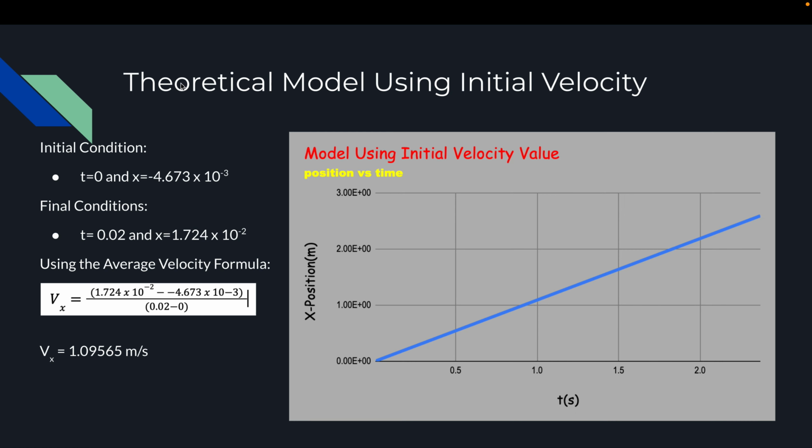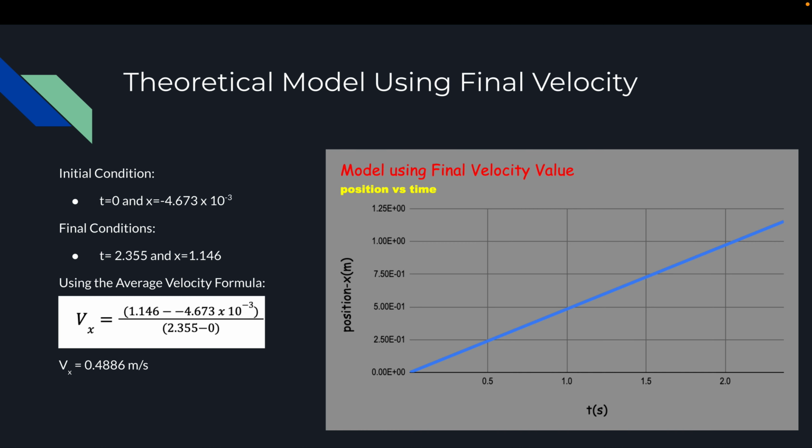Now this is the theoretical model using initial velocity. This is what I used from the first condition, at the first data point. Now this is the theoretical model using the final velocity. This is the initial condition and these are the final conditions. Obviously there's a big difference between this and the initial one because this one is at 2.35 seconds, and the velocity is much lower than it is for the initial model.